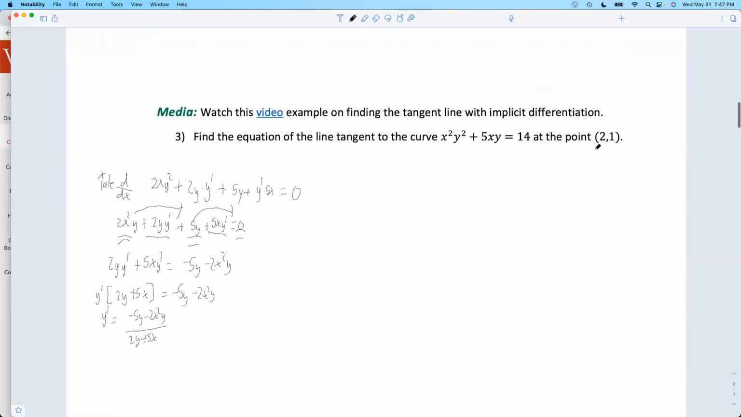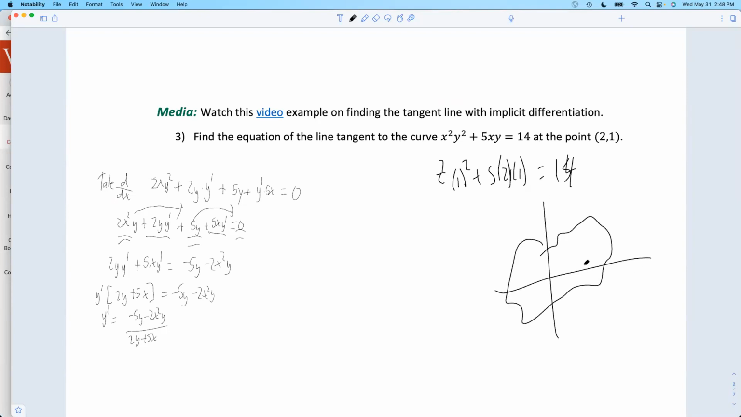Okay, now I want the equation of a tangent line. I already know a point on the line. This point satisfies the equation of this curve. Like we could check it. I could plug in 2 squared times 1 squared plus 5 times 2 times 1, and I bet you we're going to get 14. That's 4 plus 10. We get 14. So that's a point on the curve. So this curve, I don't know what it looks like, but I know it passes through the point right there, 2, 1.